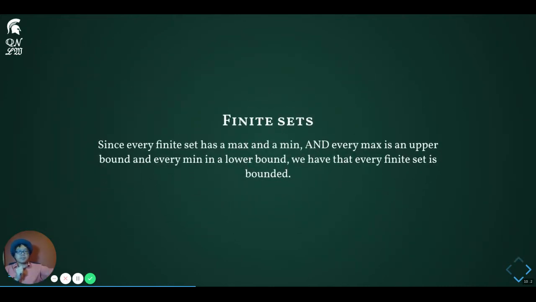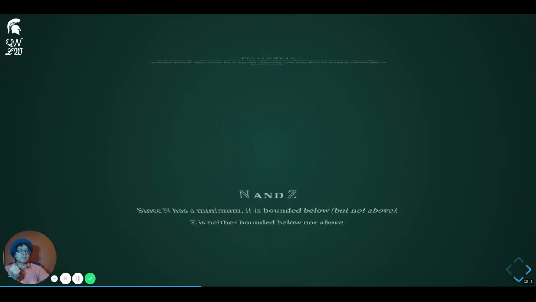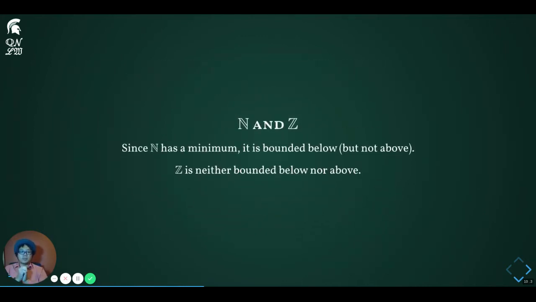Finite sets. Since every finite set has a max and a min, and we already discussed that maxima and minima are upper and lower bounds respectively, this means any finite set is both bounded above and below, and hence bounded. Back to the standard sets. Since N has 1 as a minimum, it has a lower bound. N is not bounded above. Z is neither bounded below nor above.